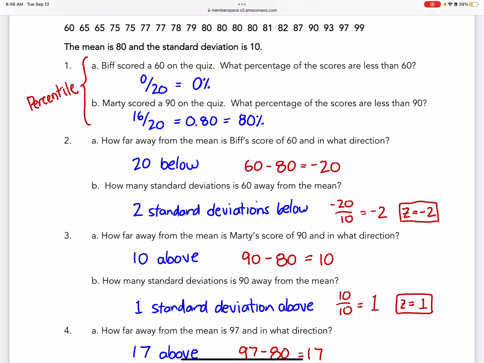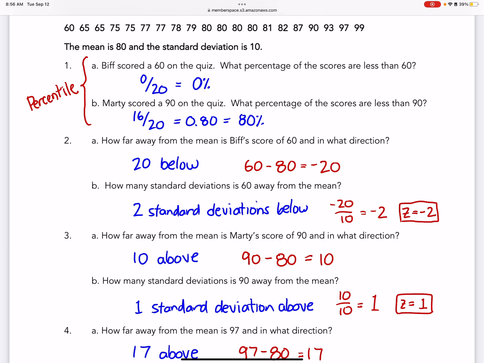Then it says Biff scored 60 on his quiz. What's the percentage of the scores that's less than 60? So nothing's less than 60, so 0 out of 20, which is 0%. So Marty scored a 90 on the quiz, and so what percentage are less than 90? So you would count them all up, and 16 of them, 16 out of 20, which is 80%.